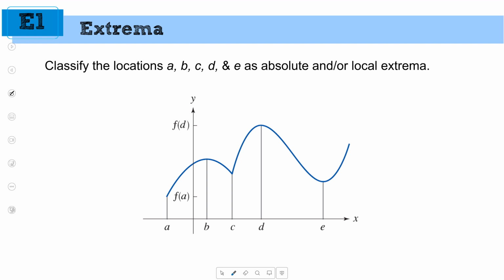Sarge. B, as in Badger. Absolute max, absolute min, local max, local min. That's it? Just local max? Outstanding. Let's give it up.